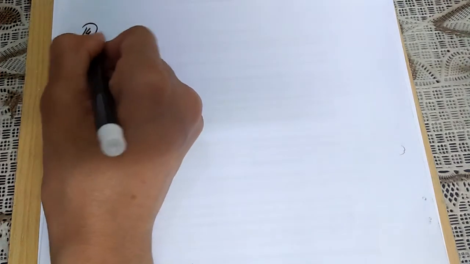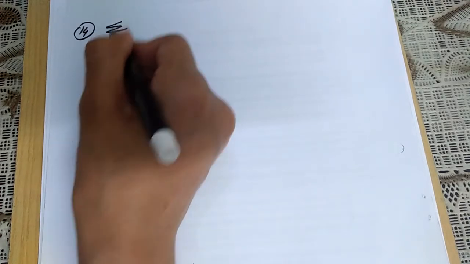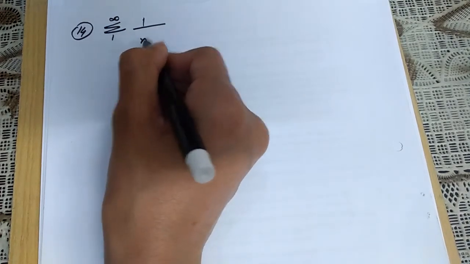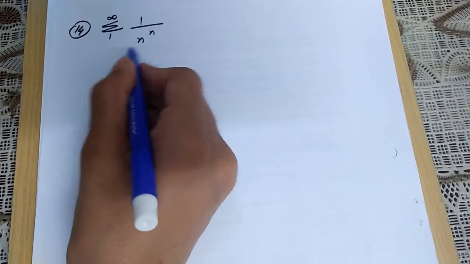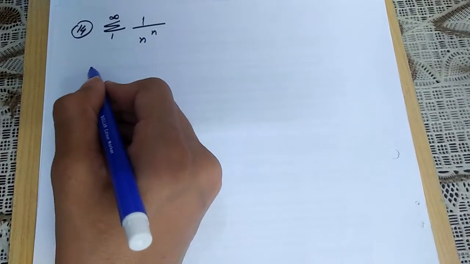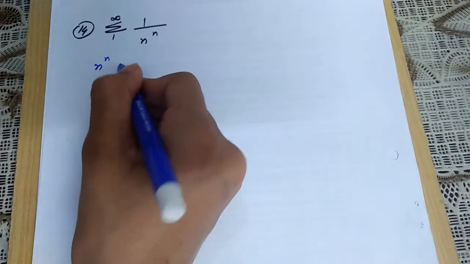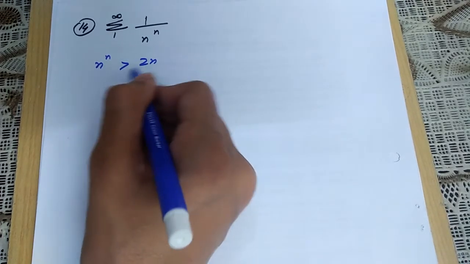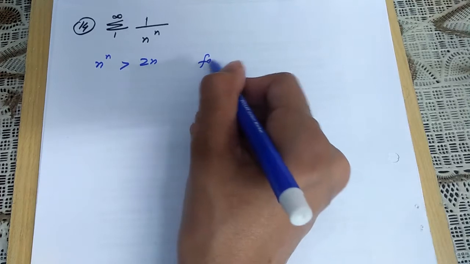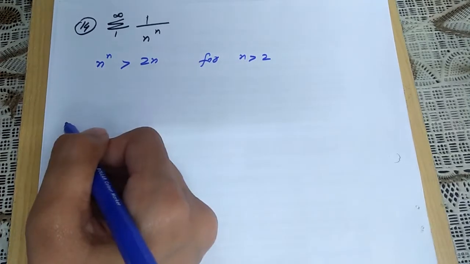Question number 14. Summation 1 to infinity 1 over n raised to power n. If you observe, n raised to power n is greater than 2 to the power n. n raised to power n is always greater than 2 to the power n for n greater than 2.